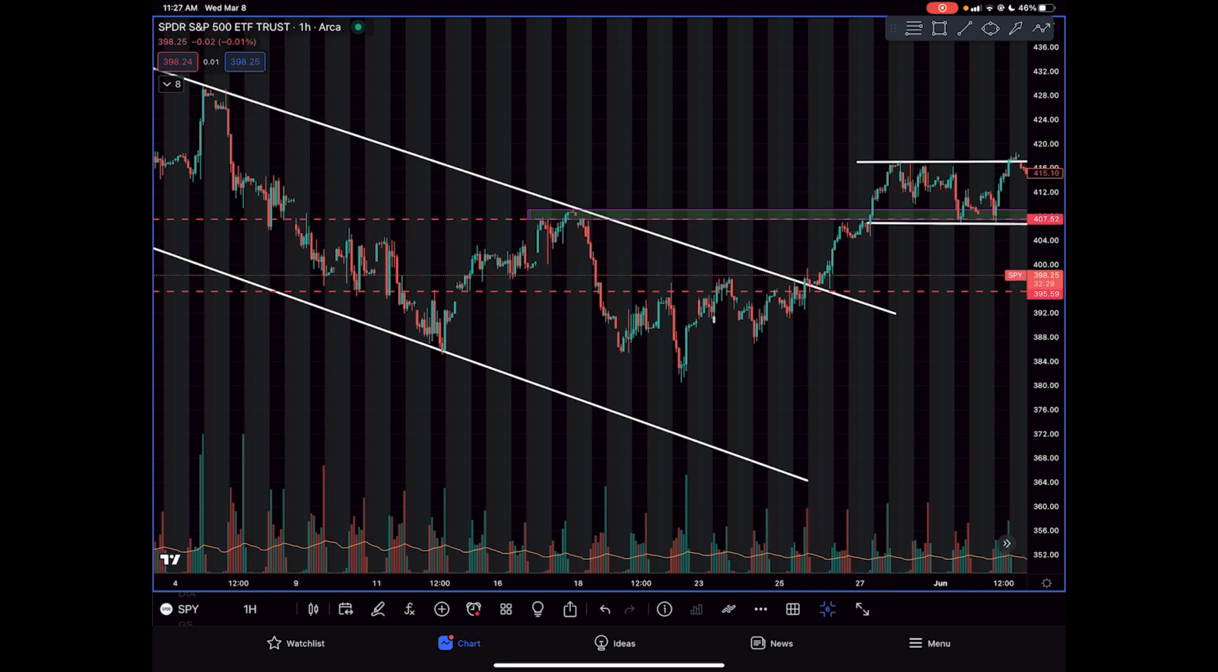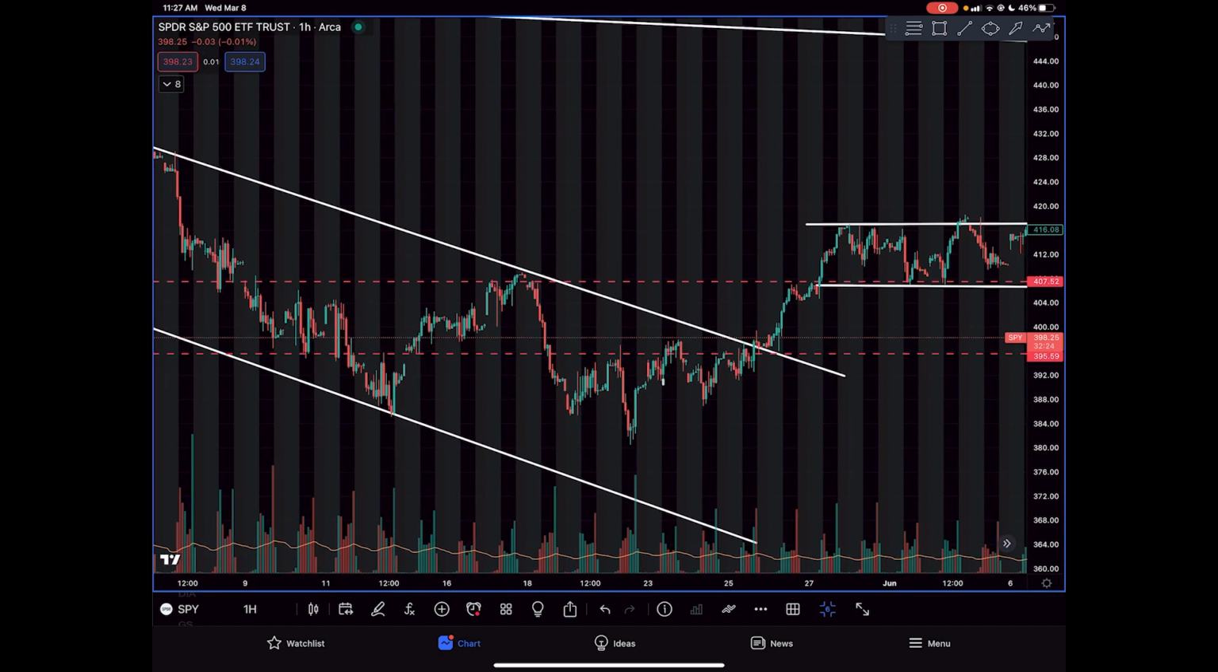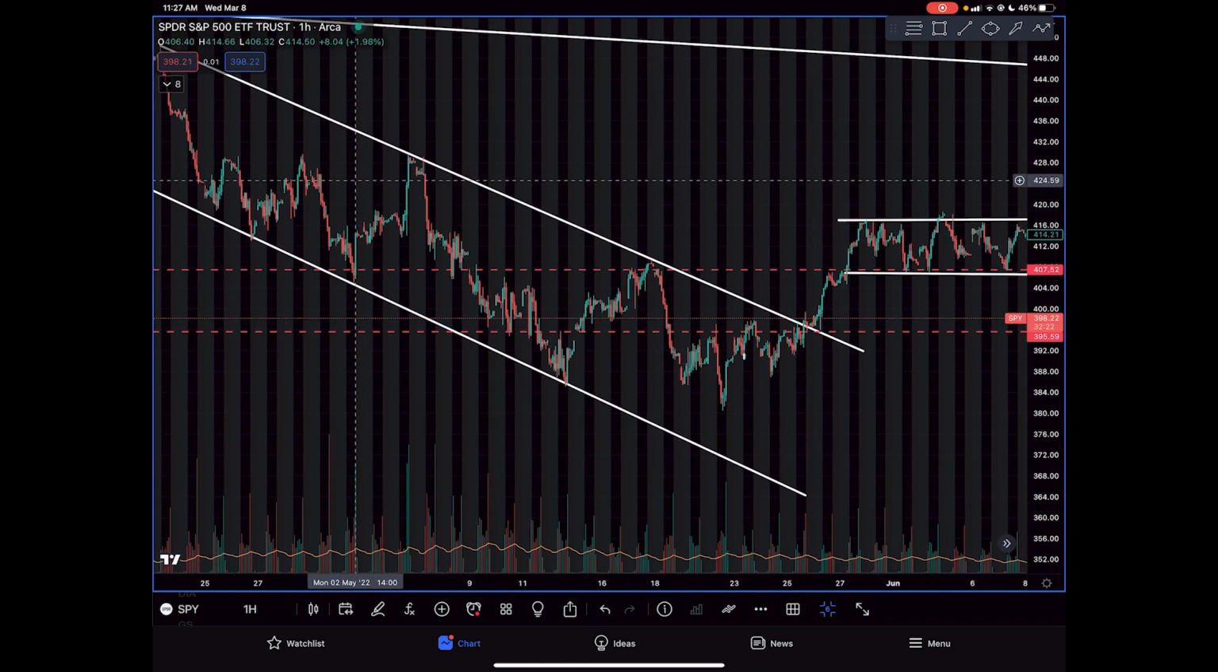So this is why these are my favorite things to trade. Always keep in mind the trend is your friend, right? When we break trend, this is the trend right here. When we break trend, significant moves usually happen if we hold.